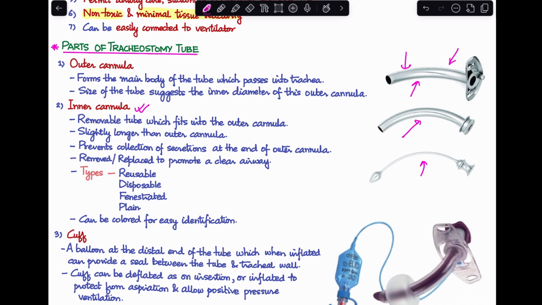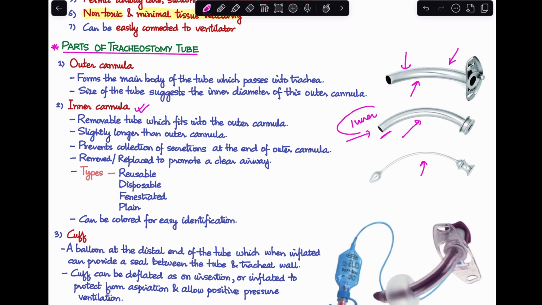Now, the inner cannula is not present in every tube, but whenever it is present, we can see it in the second image over here. This is a removable tube which fits within the outer cannula itself. If you look at it, its length is more than that of the outer cannula. What is the purpose of this tube? The purpose of this tube is to prevent the collection of secretions at the end of the outer cannula. So, you have to repeatedly remove this inner tube, or sometimes even replace it, so as to clear out these secretions and maintain a clear airway.